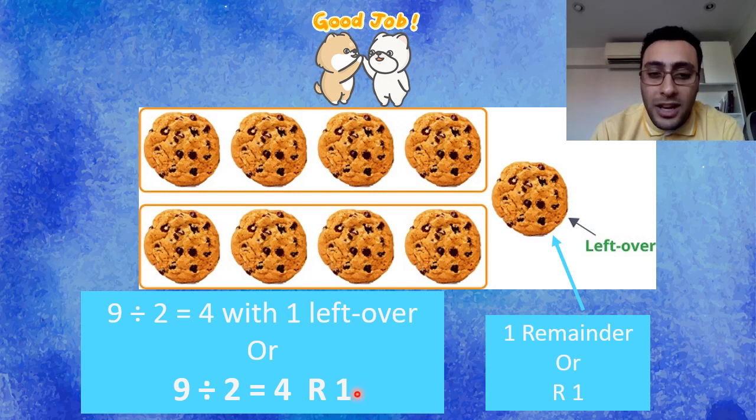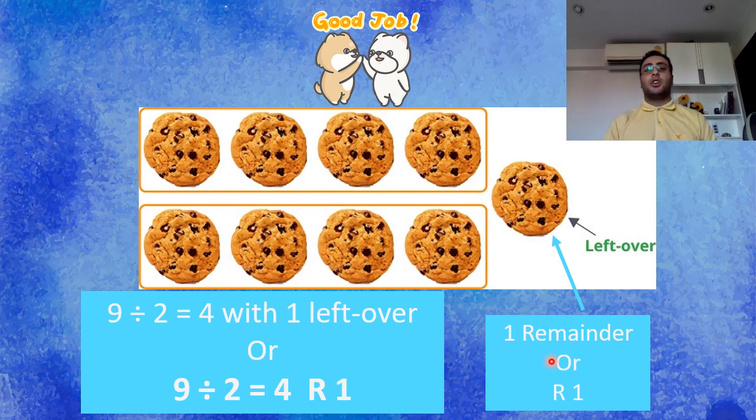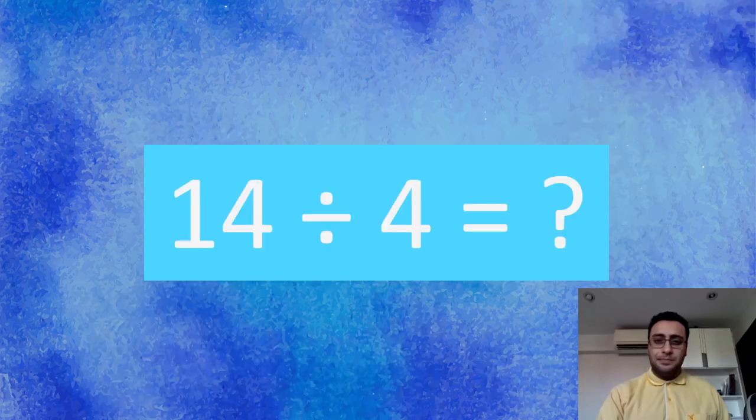But you have to write like this. 9 divided by 2 equals 4R1. It means 1 remainder. Good job so far. You are doing great. Okay? Now, always put a little space between the quotient and the remainder. Okay? Don't put it all together. It's not going to be beautiful.